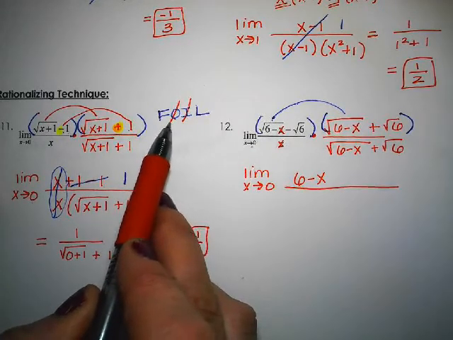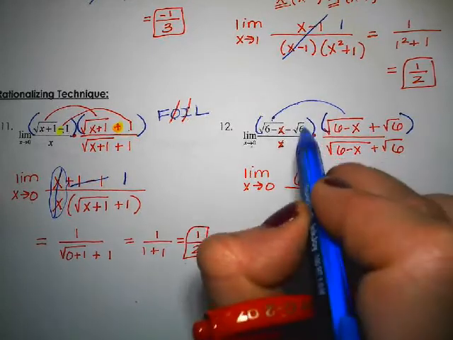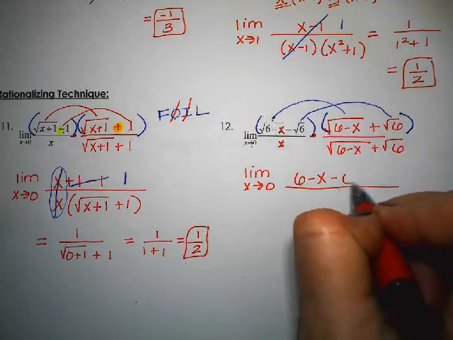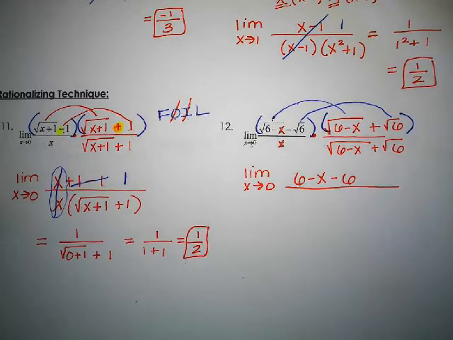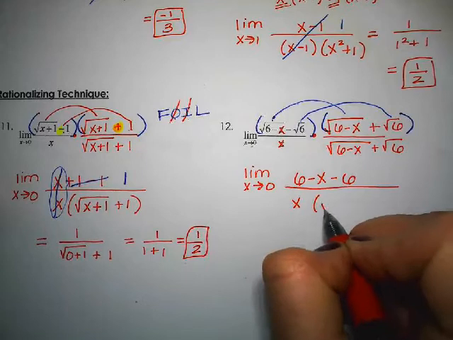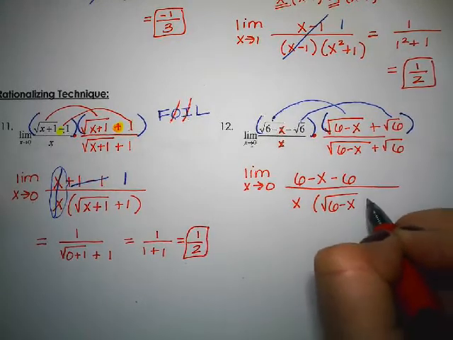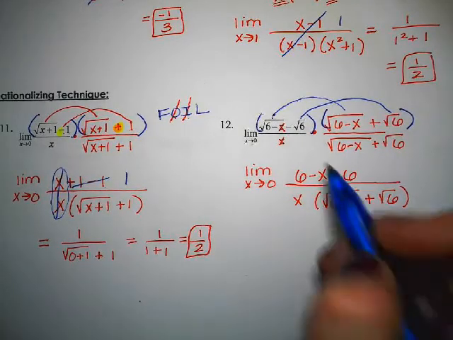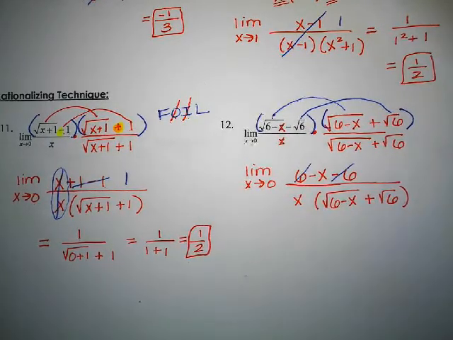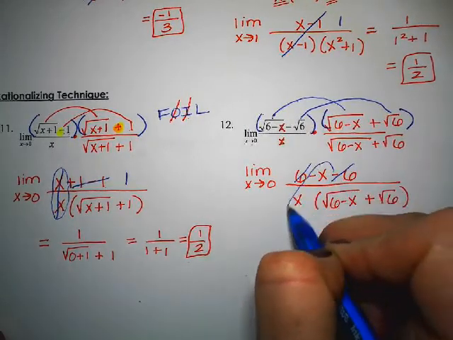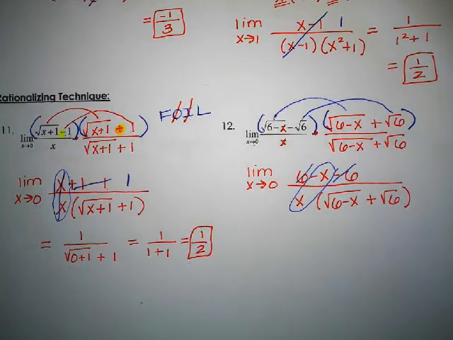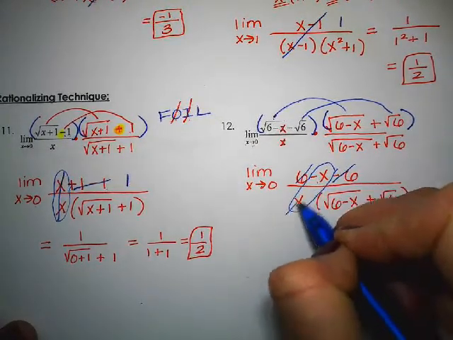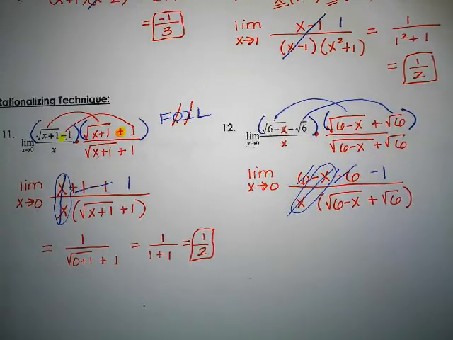You don't even need to worry about those. The last term of the FOIL is negative square root of 6 times positive square root of 6, which is negative 6. Denominator stays the same, x times, in parentheses, square root of 6 minus x plus the square root of 6. Cancel out things that can cancel. 6 minus 6 can go away. Negative x over x, almost exactly the same. I can slash out those x's, but when I do that, make sure that you're left with the negative 1 on the numerator. Okay, we've got a negative 1 up there.